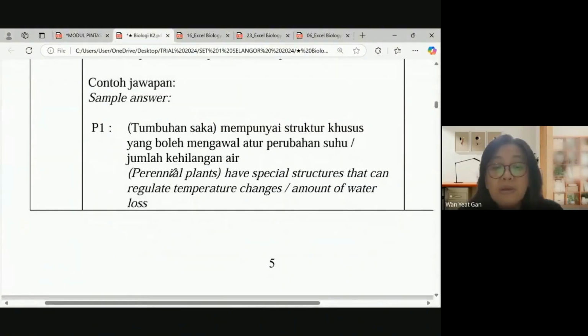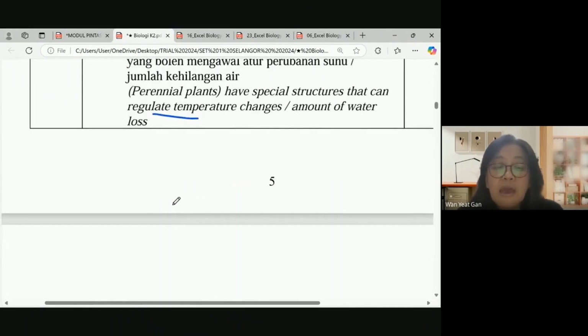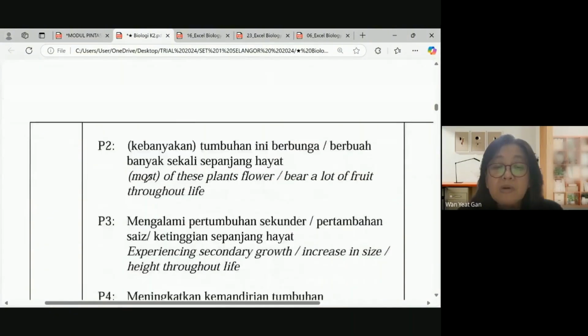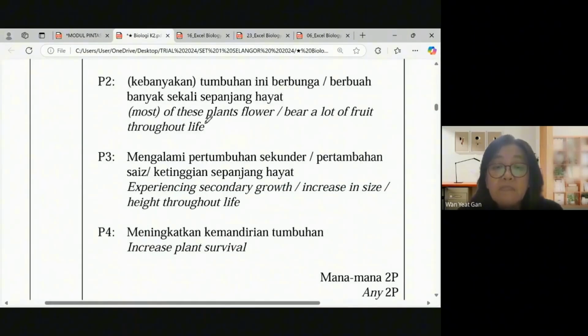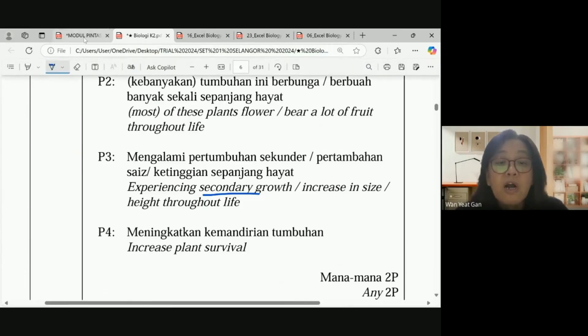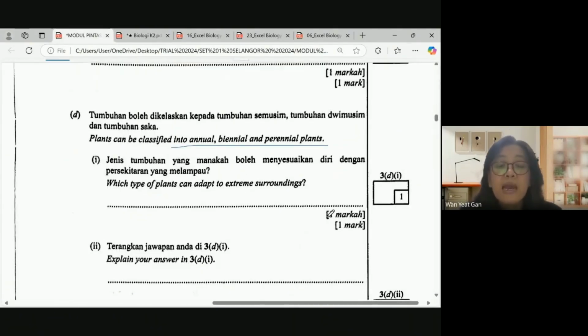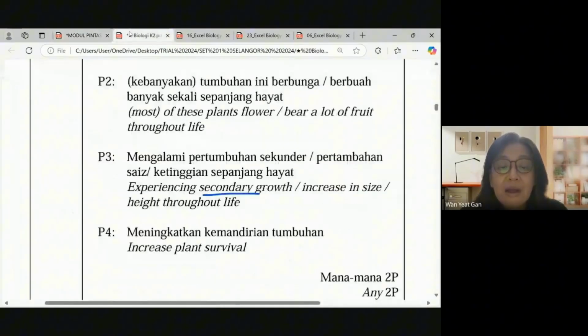Now, usually perennial plants have special structure that can regulate temperature. They also have special roots. They are able to bear flowers. They grow flowers, bear fruits throughout their life. They undergo secondary growth. So all these increases their plant survival to live for a longer period of time and ability to adapt to extreme surroundings. So perennial plant are better in survival.